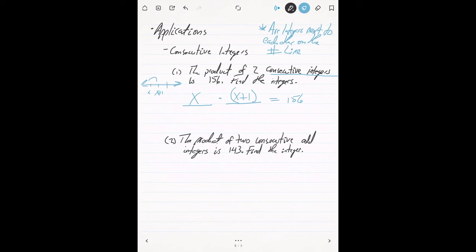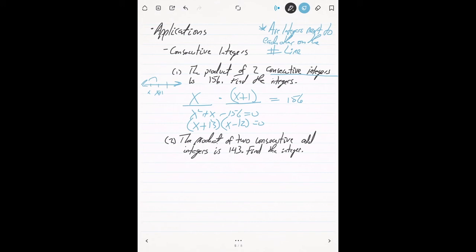Well, remember, what you have to do is make this into a quadratic equation that's set equal to 0, not 156. So let's distribute this x through. We get x squared plus x, and let's subtract 156 from both sides. So we have x squared plus x minus 156 is equal to 0. Now what we're going to need to do is factor this polynomial down. You could try the box method, but ultimately what you'd come across is that the factors that multiply to give you negative 156 and add to give you 1 are 13 and negative 12.